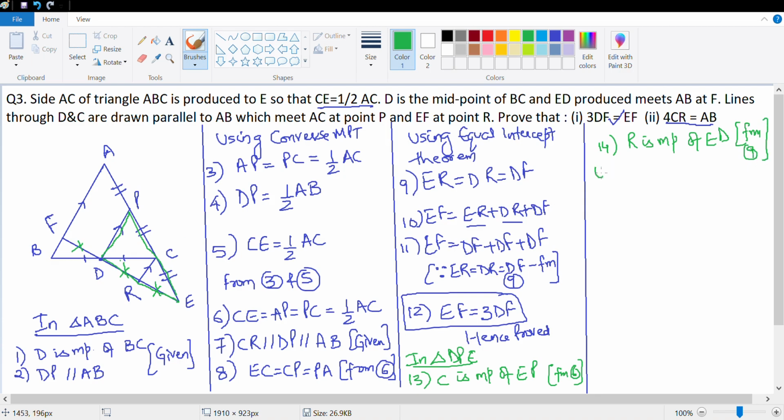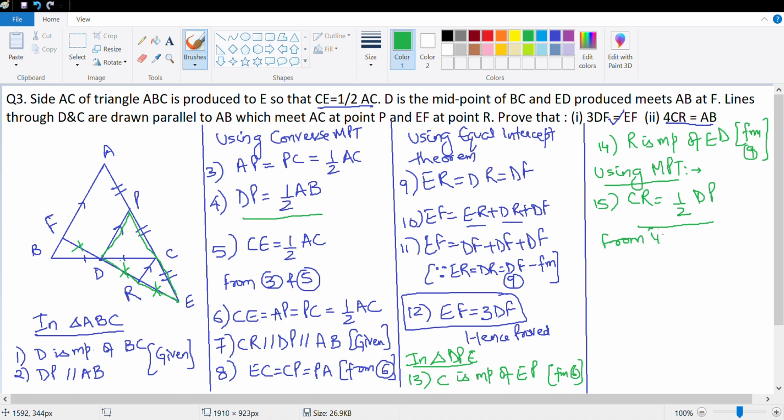Perfect. So using midpoint theorem, like I've said earlier, I'm using MPT. In an exam you will write the full form. So using MPT, what I get is CR is equal to half of DP. Perfect. So I have CR is equal to half of DP, and I have DP is equal to half of AB. So let's combine 4 and 15.